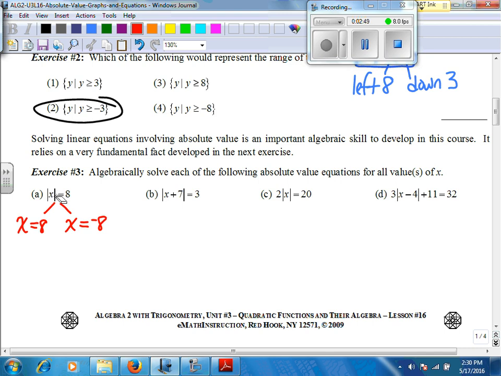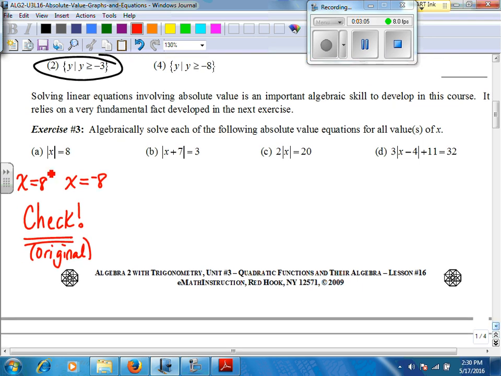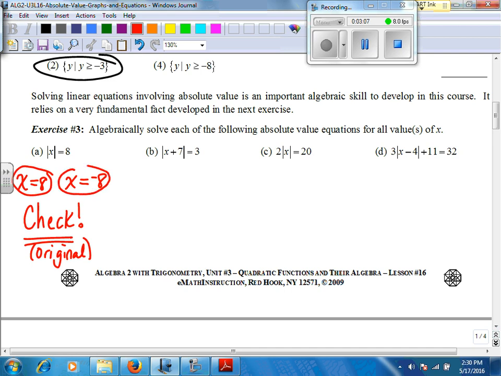But you also need to remember when you're solving these to always check. And when we check, you always want to check back into the original equation. But we know that the absolute value of 8 is 8, the absolute value of negative 8 is also 8, so both of these would in fact check.